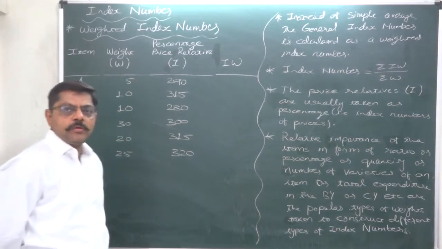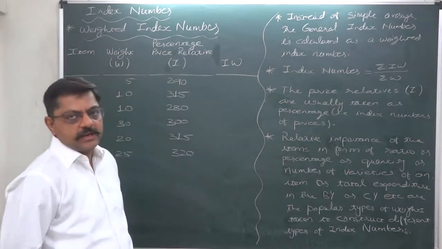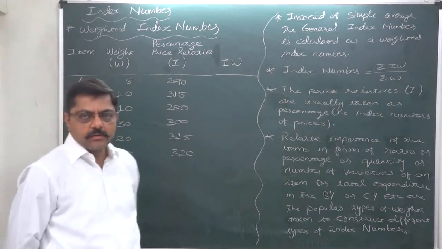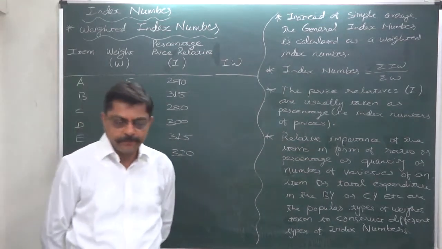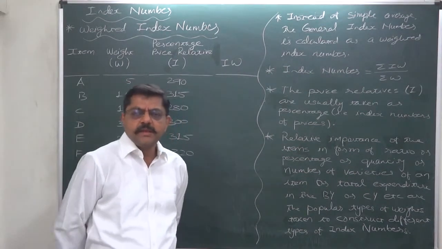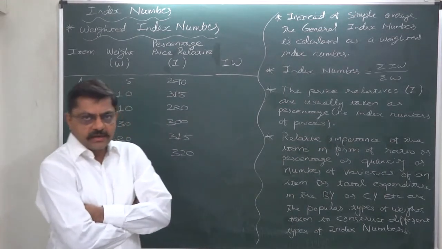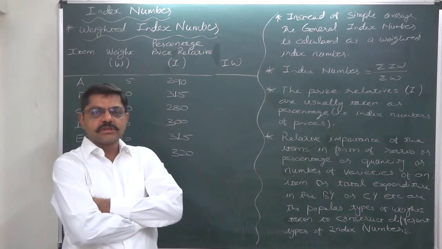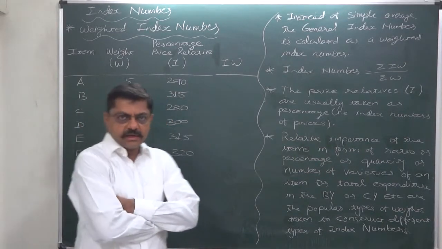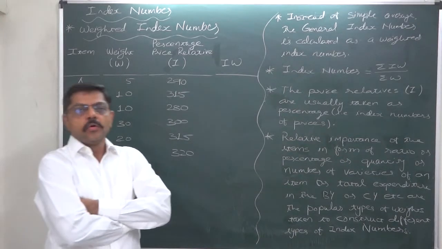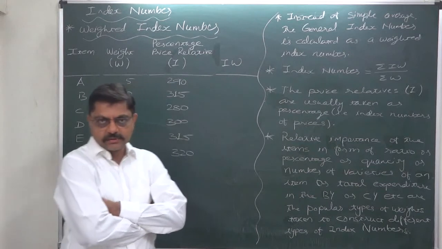In the last few lectures we learned about price relatives or price index number of the items and general index number. In all cases we first calculated price relatives and then general index number as the percentage of the average of all the price relatives. The general index number is actually the overall index number of the entire group of items.